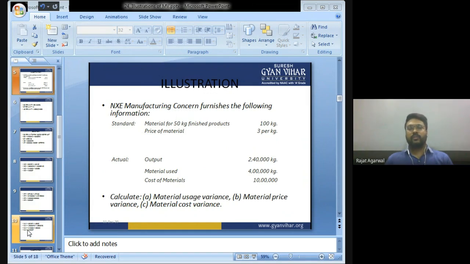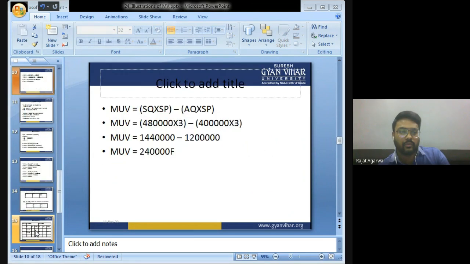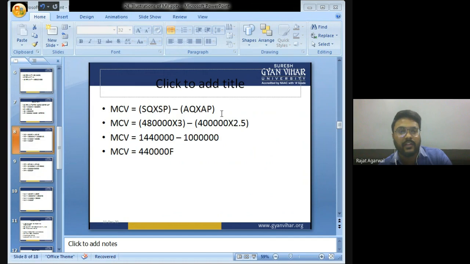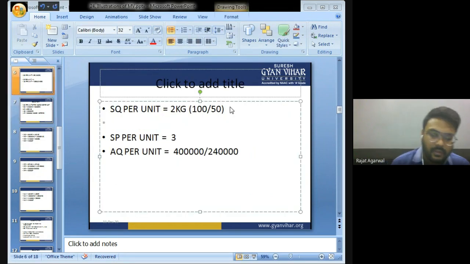Okay. Then the quantity, actual output, actual material, actual standard cost per unit. Just a minute, where we were. Yes, 2 kg per unit. We require 2 kg per unit. So, what is the standard quantity? What is the total standard quantity?